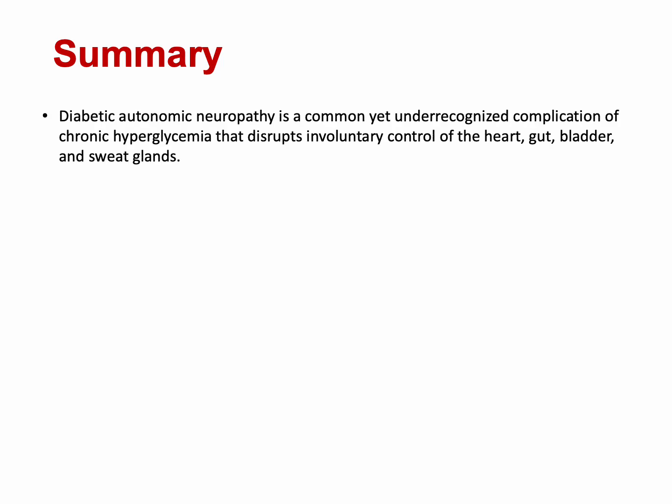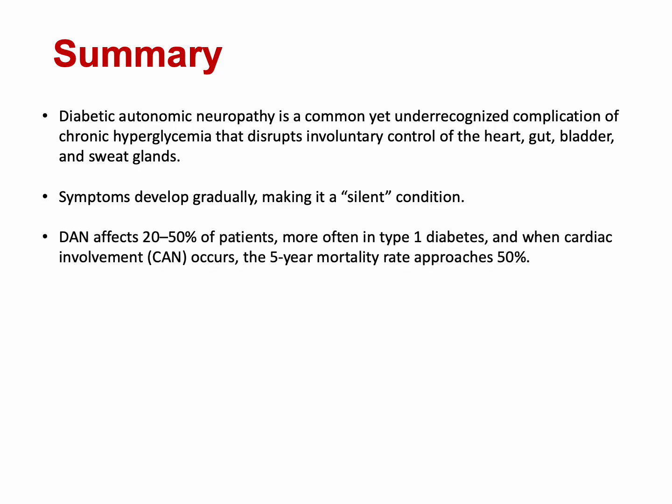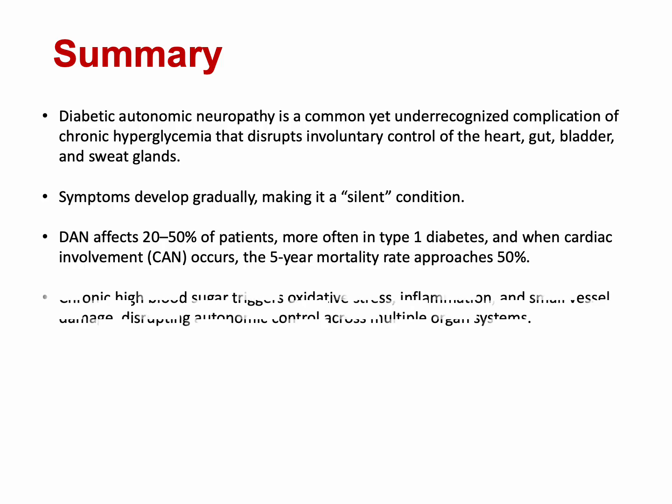So in summary, diabetic autonomic neuropathy is a common yet unrecognized complication of chronic hyperglycemia that disrupts involuntary control of the heart, gut, bladder, and sweat glands. Symptoms develop gradually, making it a silent condition. Diabetic autonomic neuropathy affects 20 to 50% of patients, more often in type 1, and when cardiac involvement occurs, the 5-year mortality rate approaches 50%.